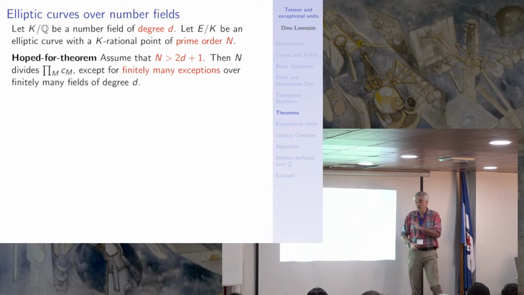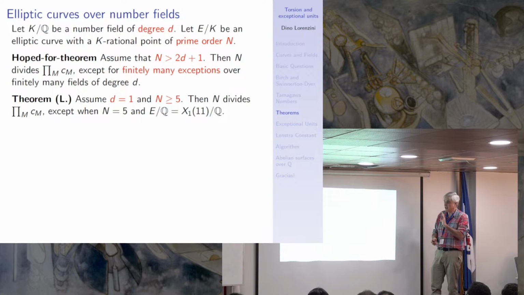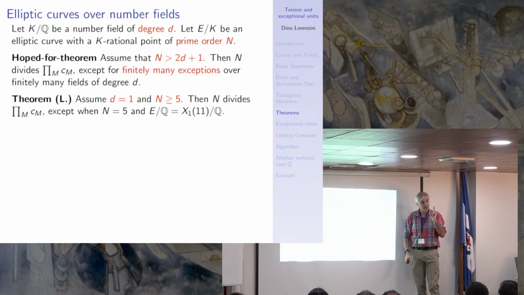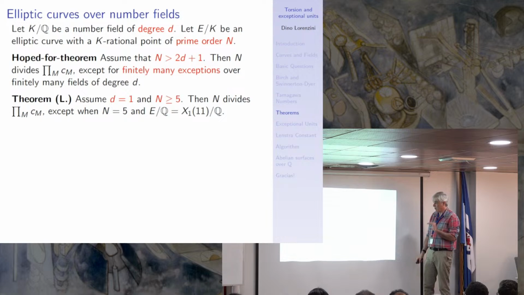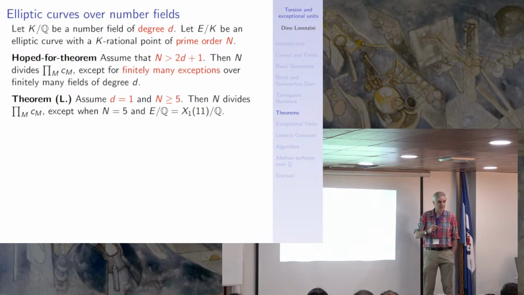All right? So let me give you the first 3 examples where somehow I can prove this. So this is what I already told you, right? Put in that context, d equals 1, so it gives me only one field. n is greater than or equal to 5, so I'm avoiding small n's. And then n divides the product of the Tamagawa numbers, except in one case, X1(11), and when n is 5. Right? No exceptions for 7.